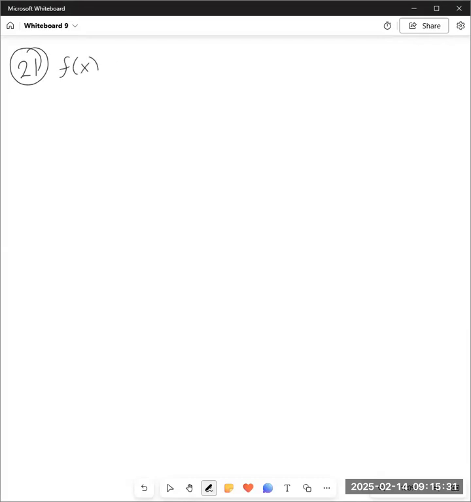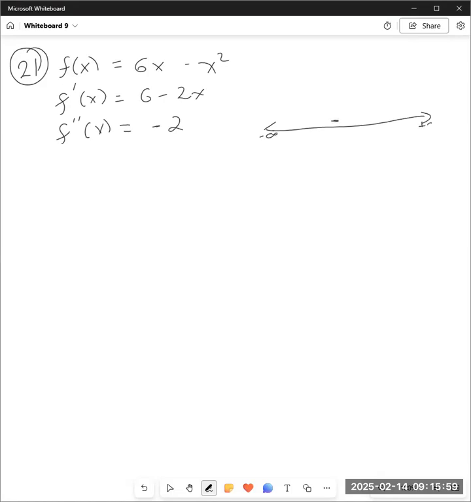test for extrema. f of x is equal to 6x minus x squared is number 21. f prime of x is equal to 6 minus 2x. That makes f double prime of x equal to -2. So it's concave down everywhere. I might just want to draw that number line for myself to show that it's negative everywhere from -infinity to +infinity for the second derivative.